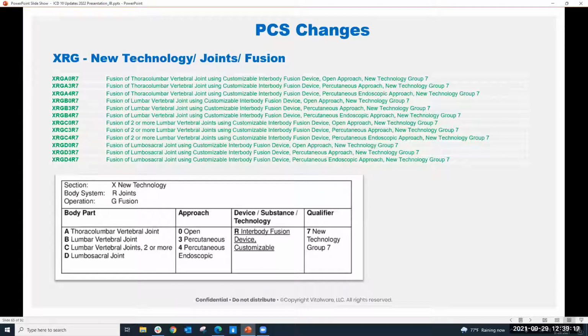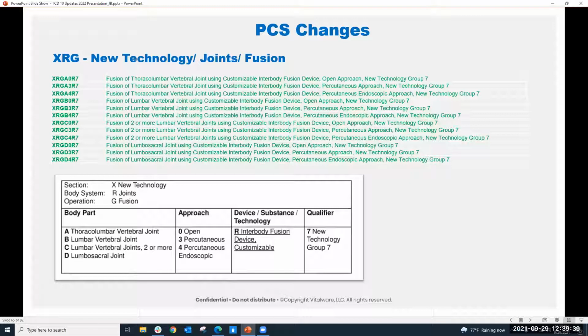Next table is XW0, introduction into the anatomical regions. The first table here that you'll see is 8 new substance values, and all of these substances will have a qualifier 7 and a new technology group 7. Next table is the CAR T-cell therapy.